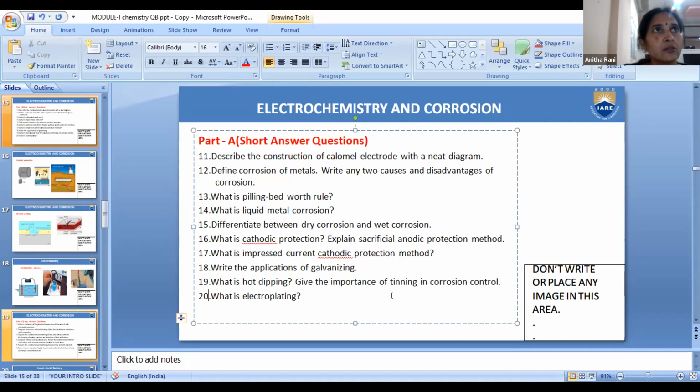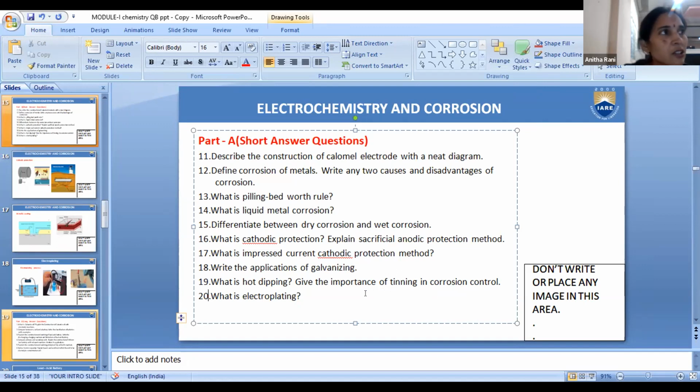Importance of tinning. We are giving tin coating on iron. Corrosion control will take place. Okay, some application you tell me. To produce a metallic coating in the tin industry. Tin is non-toxic. Tell me application, importance.